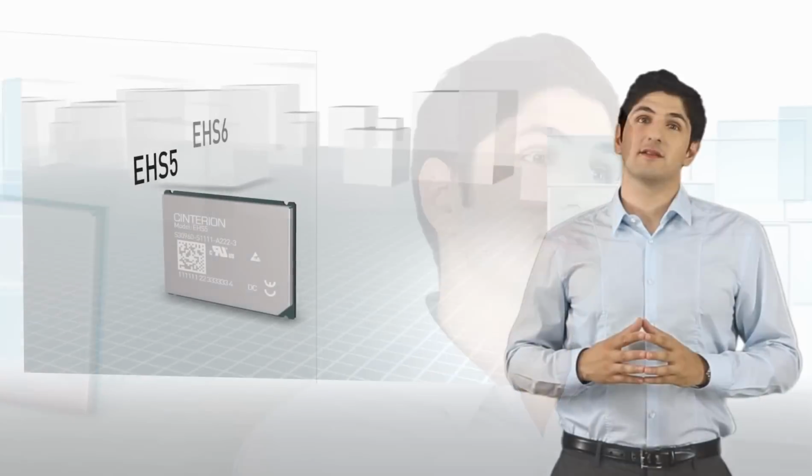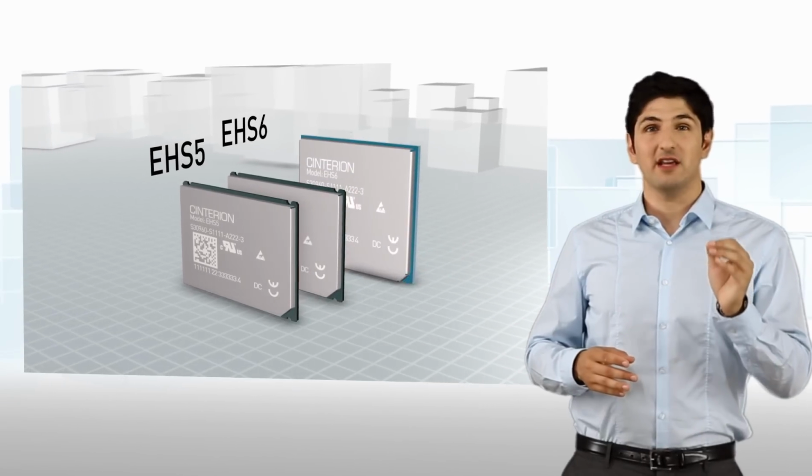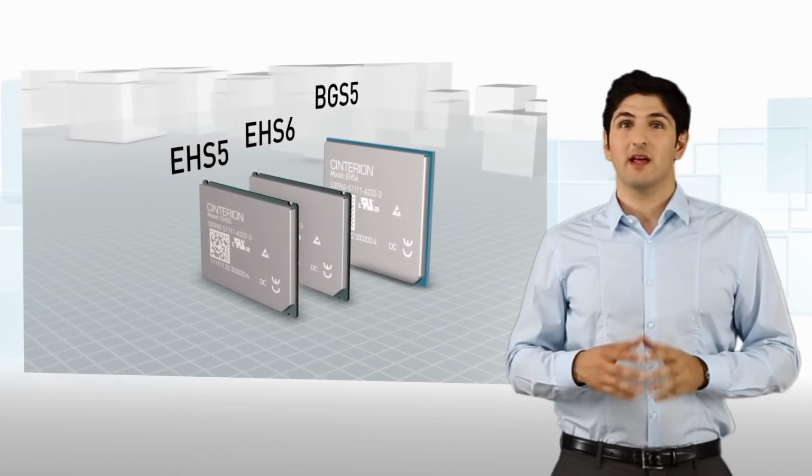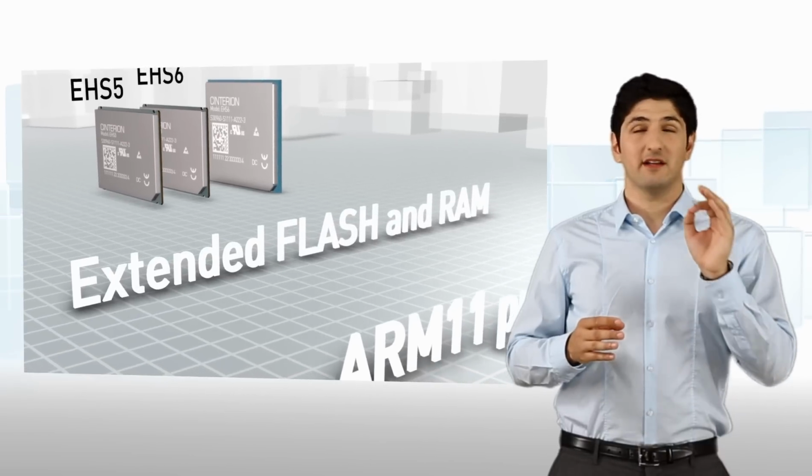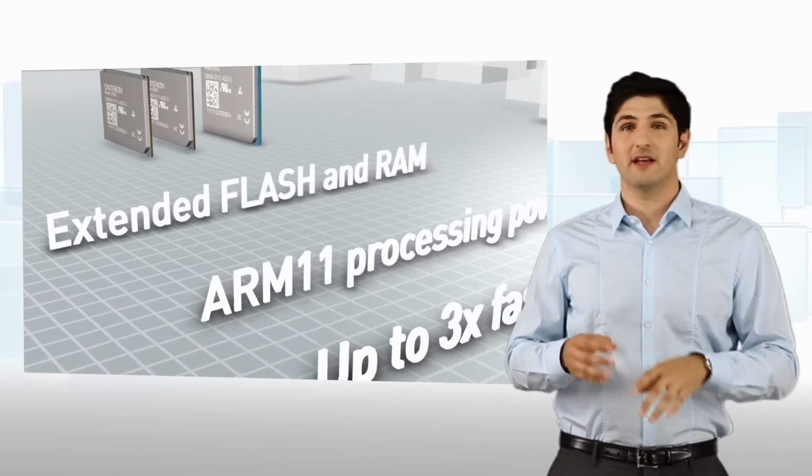This new Java platform is supported by all of the Evolution family members, such as the EHS5 and EHS6 3G modules and the BGS5 2G module. They all have an extended flash file system and RAM, and up to 3 times faster processing than previous generations.